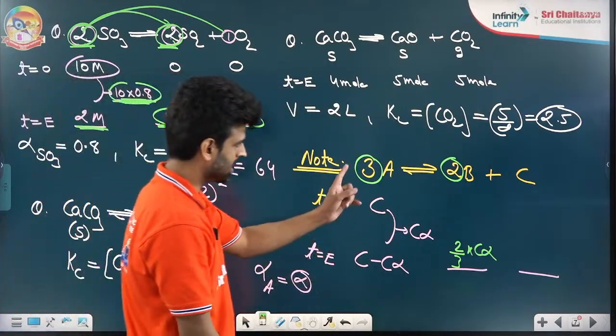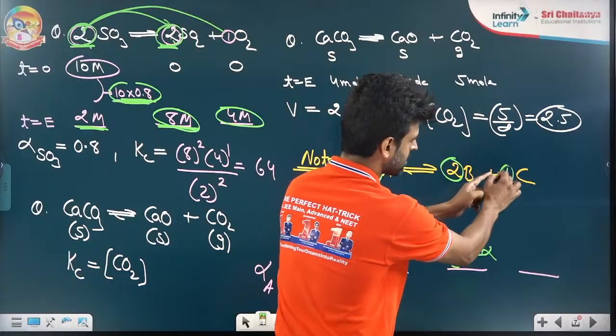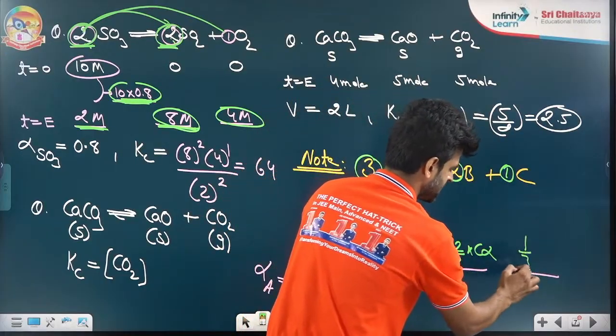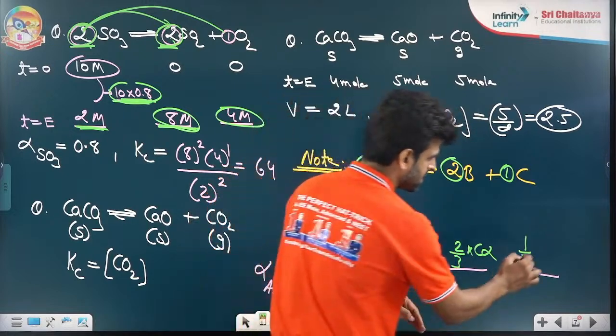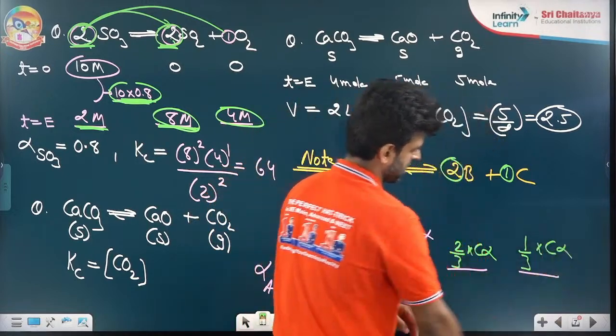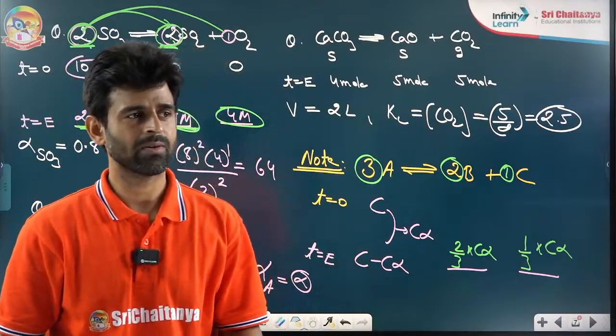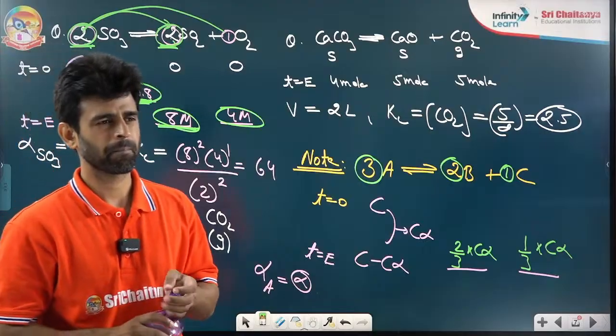Similarly, 3 makes 1. So 1 makes how much? 1 by 3. So C alpha makes how much? 1 by 3 into C alpha. So this is stoichiometry. This is simple stoichiometry. I hope we are clear now.